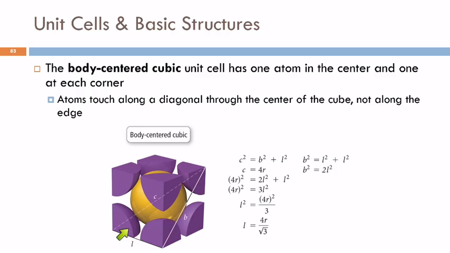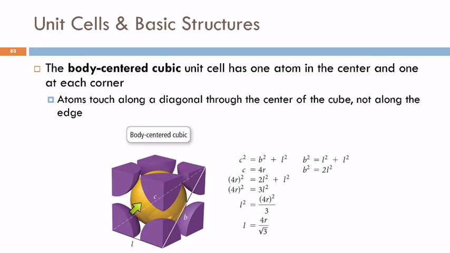These do not touch directly across the length of the side, do they? There's a gap in there because this guy's holding them apart. And they don't touch diagonally on a face either. They touch diagonally across the whole cube. So from one corner of the cube to the other corner diagonally across. And so there's the geometry if you're interested. I'm not going to go over it. The length of the side is equal to 4 times the radius of the atom divided by the square root of 3.